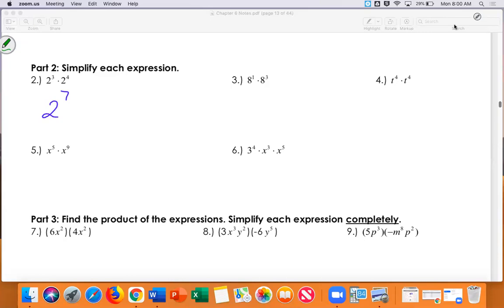What about number 3? Harshan, 8 to the what power? 4th power? 8 to the 4th. Liam, t to the what power? T to the 8. Neve? X to the 14th. And then does anybody want to try number 6? All right, Neve. 3 to the 4th and x to the 8th. Perfect. Not multiplying each other. Very good. Any questions with that?